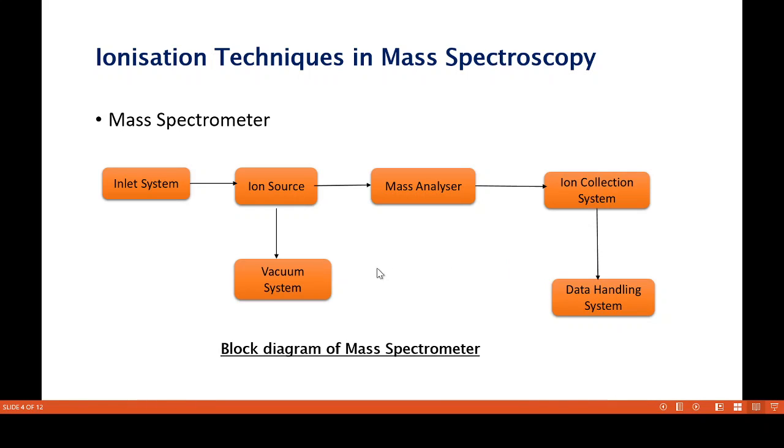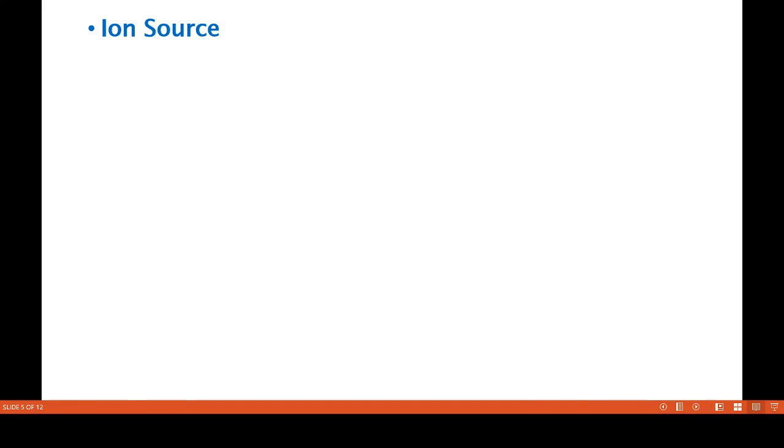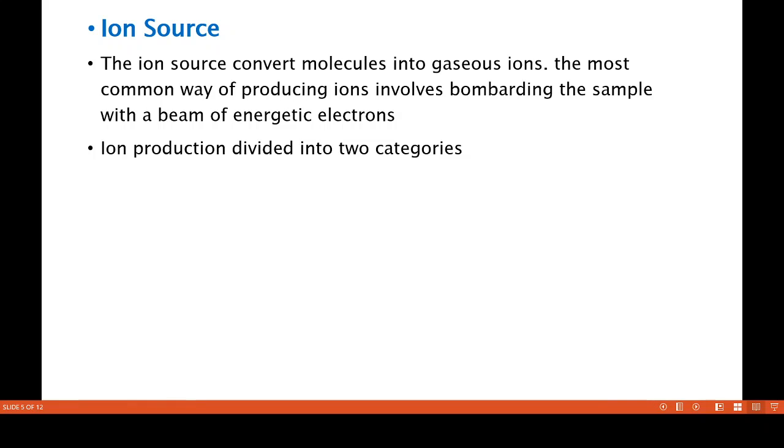Okay, this is the block diagram. In this block diagram, this part, that is the ion source, is a very important part through which all ionization techniques are explained. So for that we see the block diagram of the mass spectrometer. Then we see what is the ion source. What is the role of this ion source? This ion source converts molecules into gaseous ions.